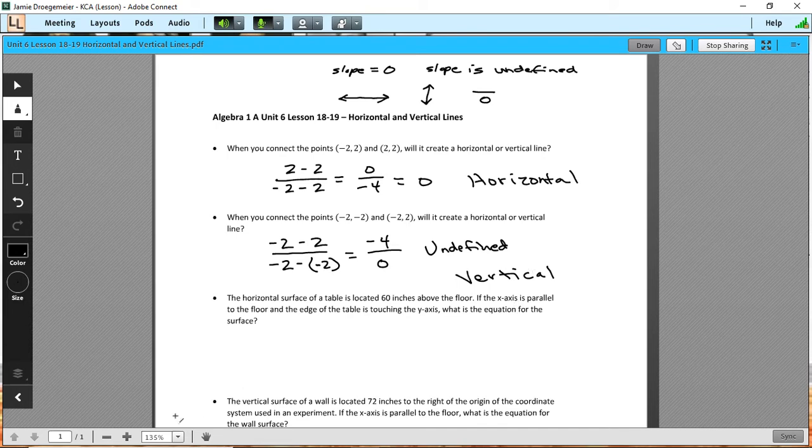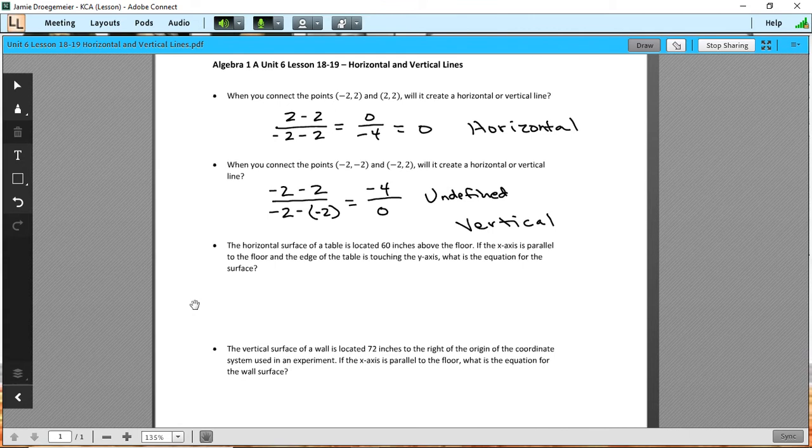All right, then we have a couple of word problems here. First one says the horizontal surface of a table is located 60 inches above the floor. So let's just make a little picture here. So if we think about our table, horizontal table, this surface is 60 inches above the floor. It says if the x-axis is parallel to the floor and the edge of the table is touching the y-axis.